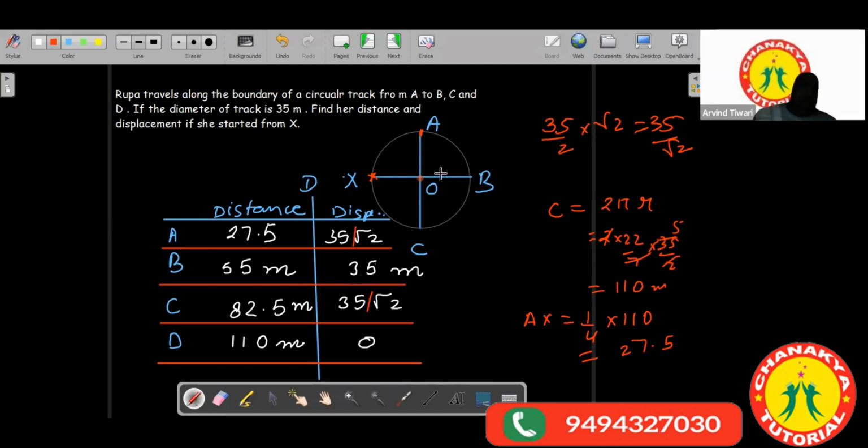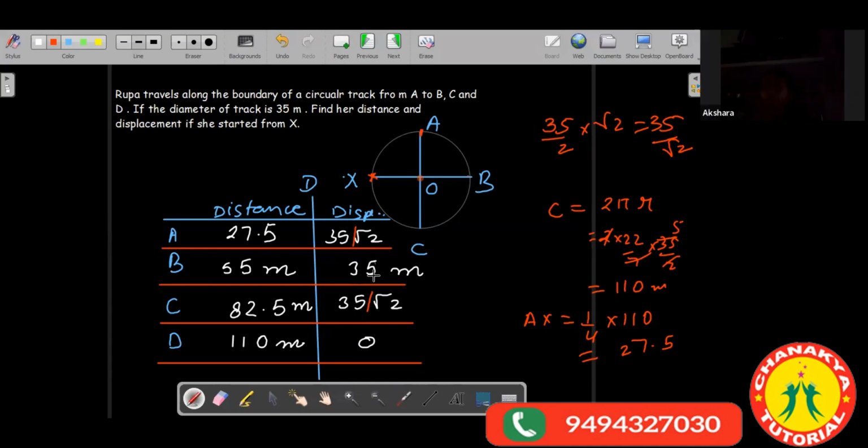Similarly, when you are at B, you have the distance as half of the circumference, which is 55. Okay, fine. And in the same way, displacements have been calculated.